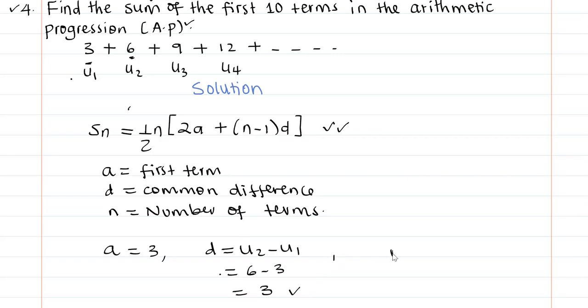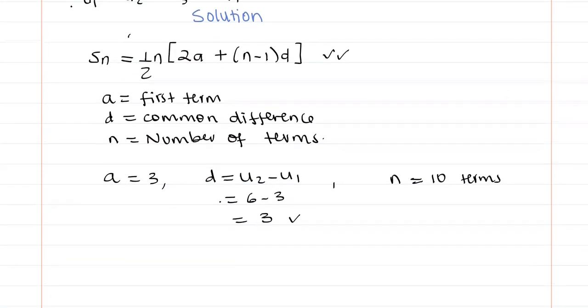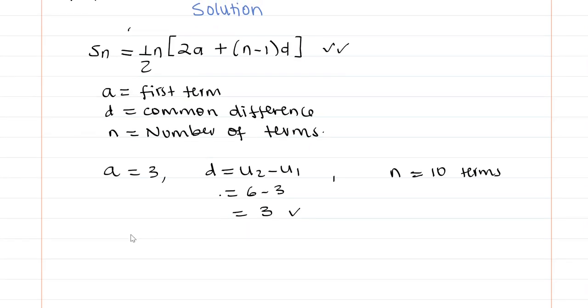What about our n? Our n is the number of terms in question. How many terms are we dealing with? Now the question has said that we are dealing with 10 terms. So our n is 10 terms. So now that we have a, d, and n, then we can go on to substitute in the formula and we get the sum.